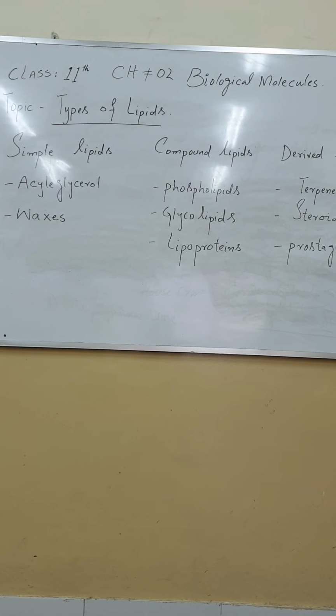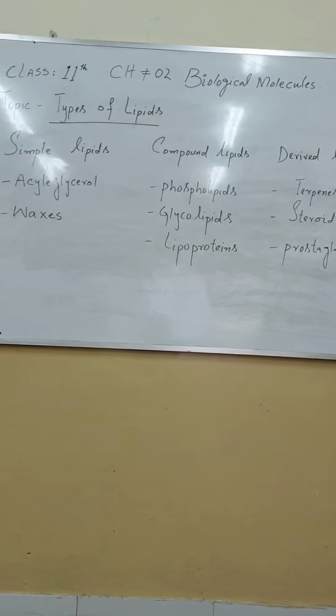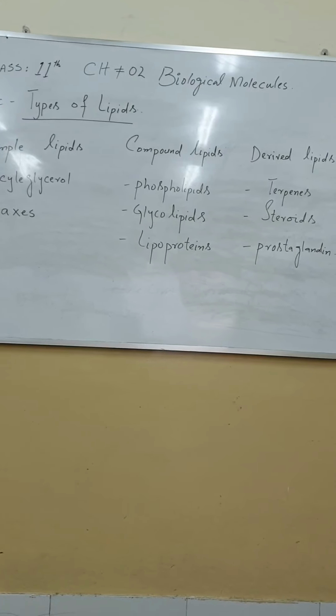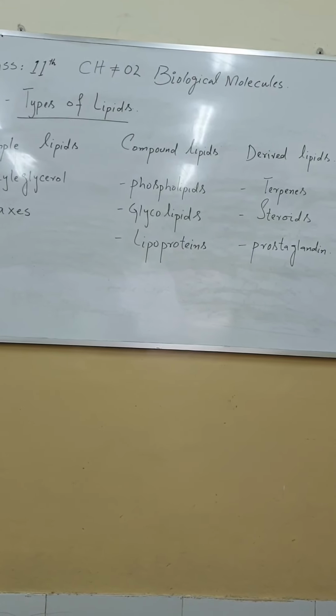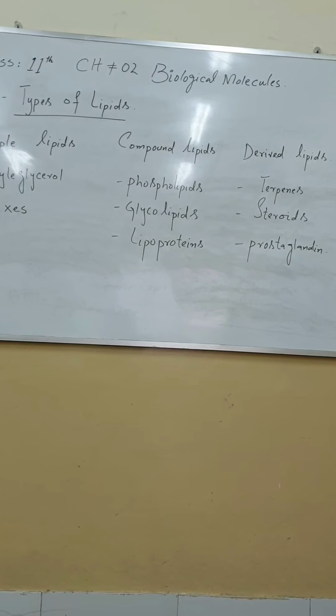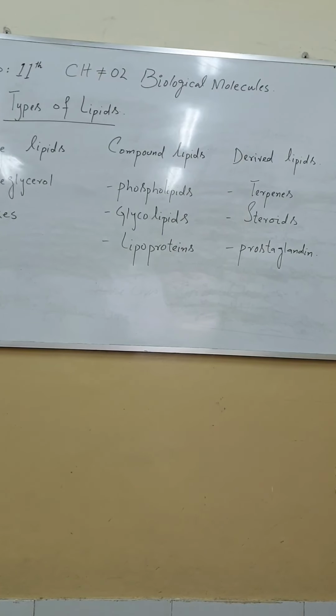The next category of the lipid is the derived lipids. Derived lipids are those lipids in which some fatty acid and some glycerol are combined with other very different chemical compounds, and these are known as the derived lipids, like the terpenes, the steroids and the prostaglandins. And all these are discussed here in this lecture one by one.